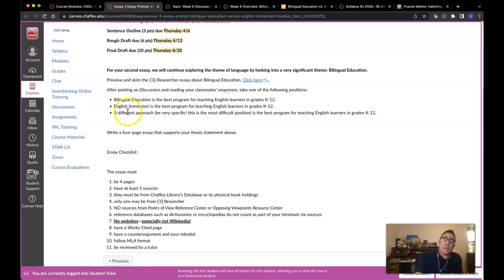After that, pick one of the following positions. Bilingual education is the best program for teaching English learners in grades K through 12. That's English and another language in the classroom. English immersion is the best program for English learners. That's going to be English only, no other language. And then there's a different approach. If there's a third approach that you've read about or heard about and you want to go in that direction, that's totally fine.